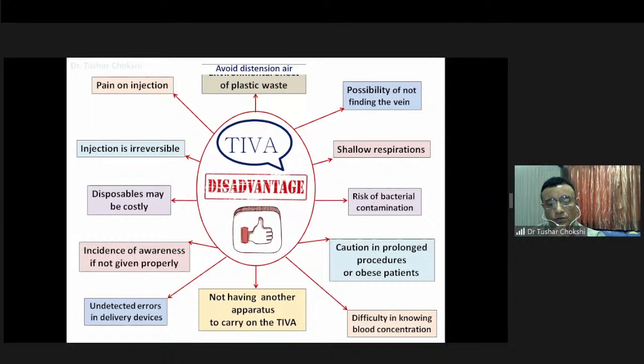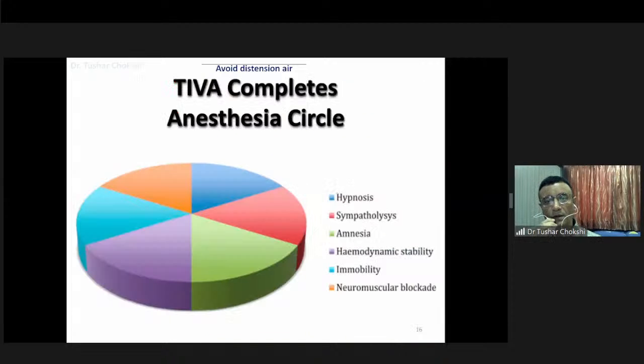Not having another apparatus to carry on the TIVA. The possibility of not finding a vein. Sometimes if you are not able to find the vein, then you cannot start your TIVA practice. Shallow respiration, risk of bacterial contamination, and difficulty in knowing blood concentration sometimes.